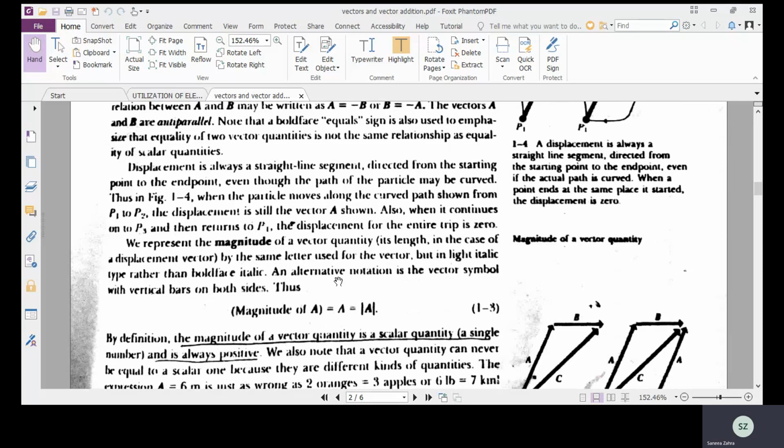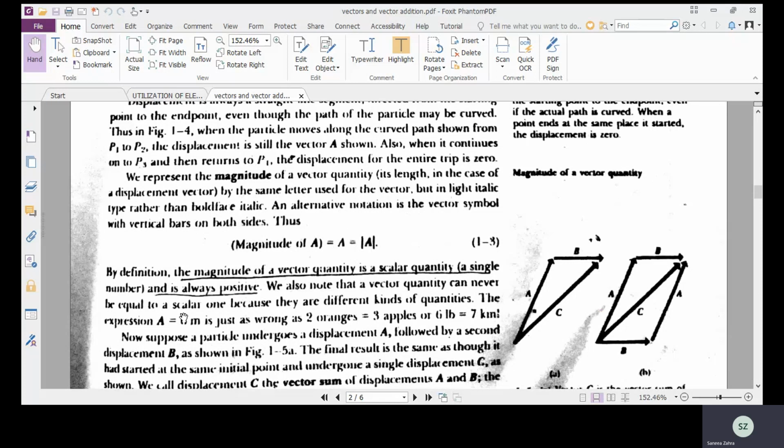What is an alternate method while writing which we can adopt? हम अपने ही vector को जिससे represent कर रहे हैं, like A को, we will put it in between the vertical bars. Aise. So it means we are representing the magnitude.